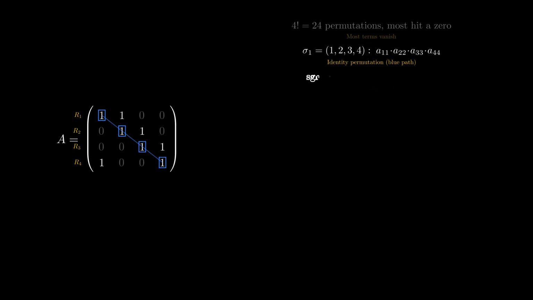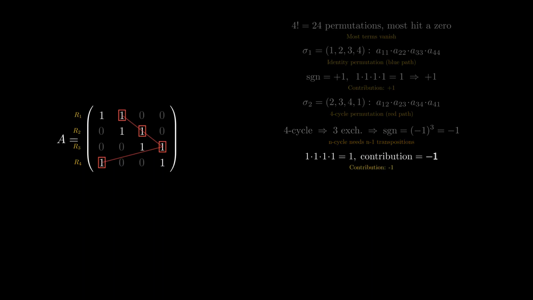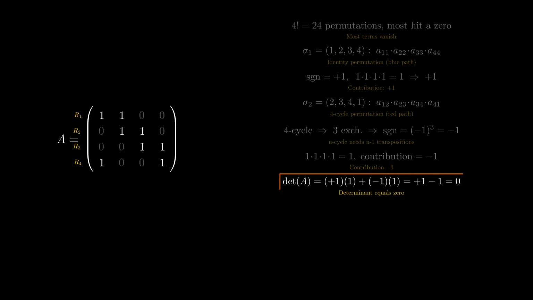The identity permutation, its sign is positive, and the product is 1 times 1 times 1 times 1, which equals 1. Path 2 picks columns 2, 3, 4, 1. This is a 4 cycle, which needs 3 exchanges, so its sign is negative. The product is again all ones, giving -1. The total is +1 minus 1, which equals 0. The determinant is 0. Right?